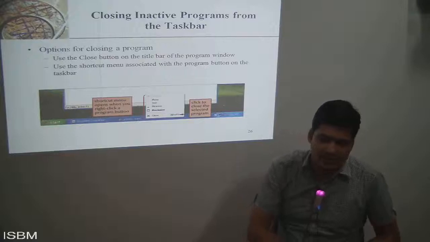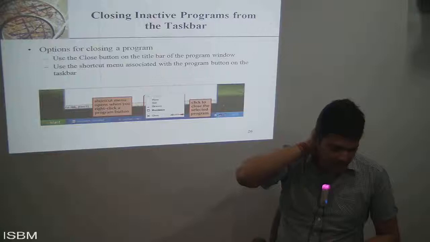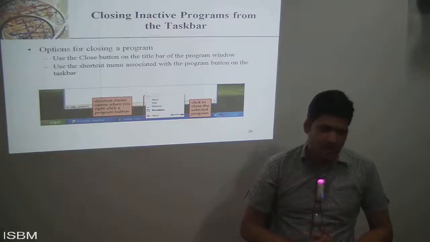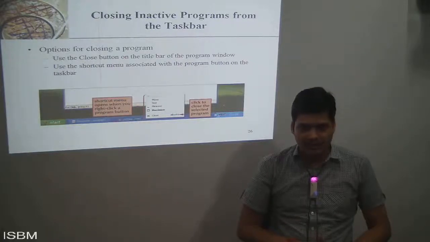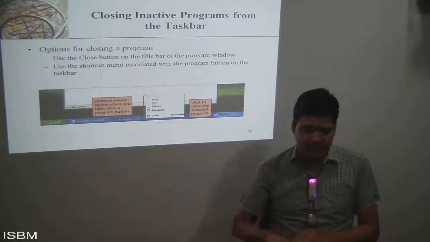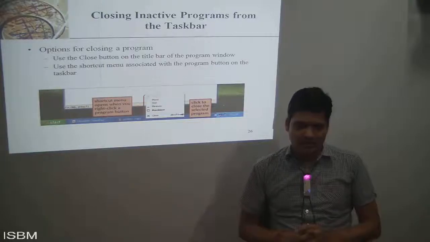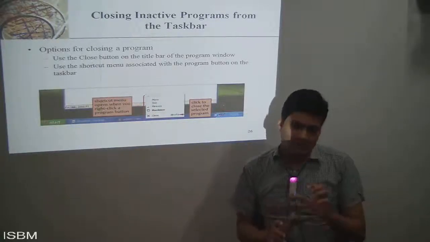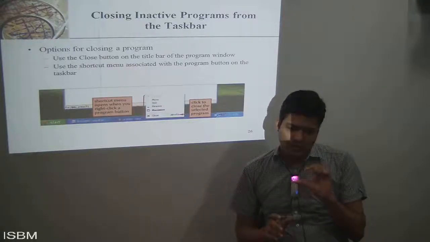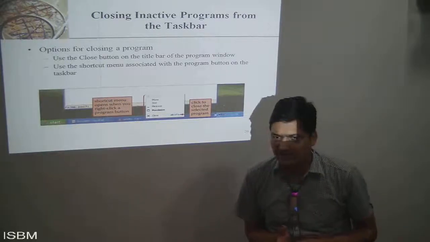Closing inactive programs from the taskbar. This is an option. Sometimes, what is the problem that comes while we are working on multitasking programs? Sometimes our system is slow. Why is it slow? Because we have opened a lot of windows of different kinds of objects, and we are working, so it makes our system slow. So better, what are the inactive programs? You can close those. So it is very easy.